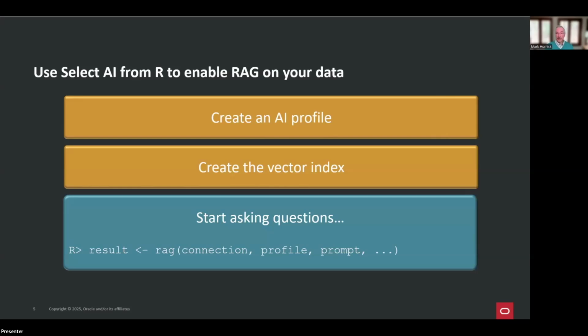Now, Select AI automates this RAG process, reducing it to two simple steps. You create what we refer to as an AI profile, and then create a vector index. At that point, you can start asking questions. But what is an AI profile?